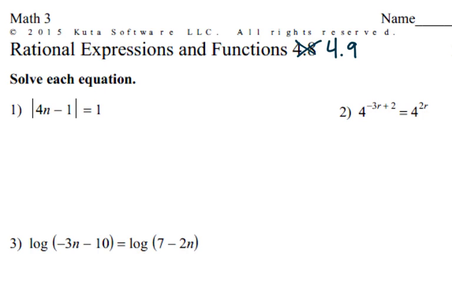Here we are with rational expressions and functions 4.9, not 4.8. Somehow that didn't get changed, so I'm not sure what's going on there.